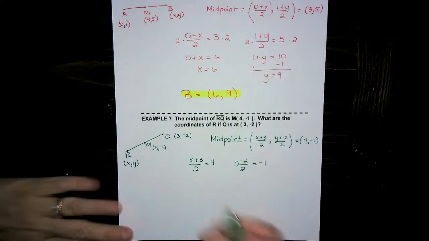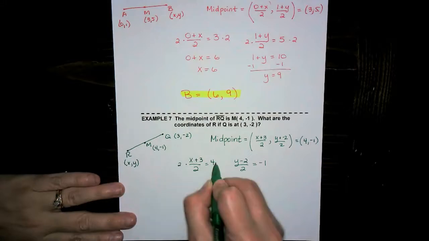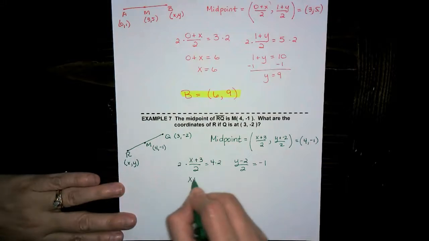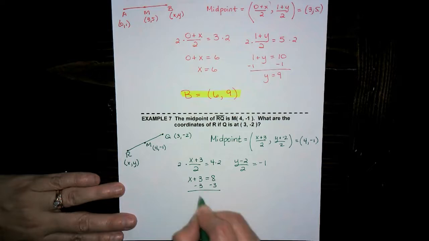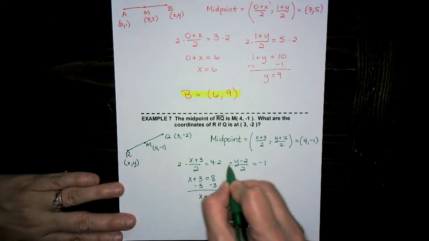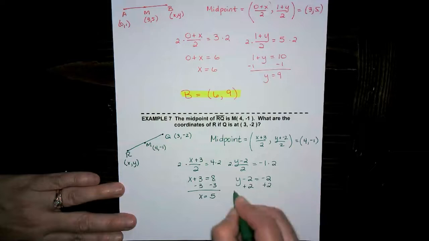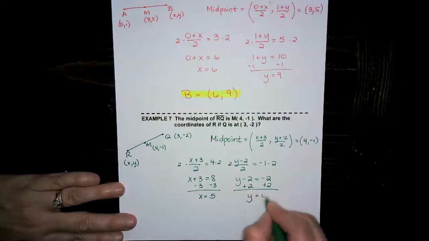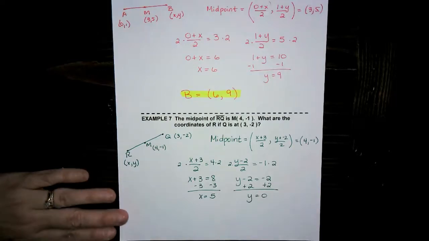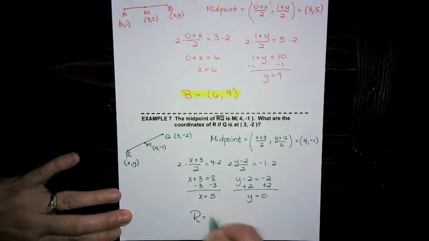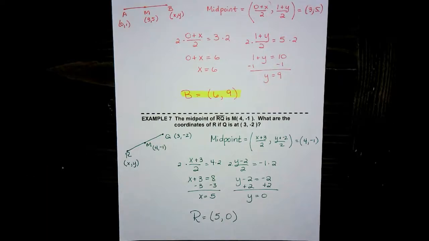So now we're ready to solve. I'll multiply both sides here by 2. And that'll give me x plus 3 equals 8. And then I can subtract 3 from both sides. And I get x equals 5. Over here, we'll do the same. We'll multiply by 2. And that gives me y minus 2 equals -2. And then we'll add 2 to both sides. And that gives me y equals 0. So now I know the coordinates for R has an x coordinate of 5 and a y coordinate of 0 there.